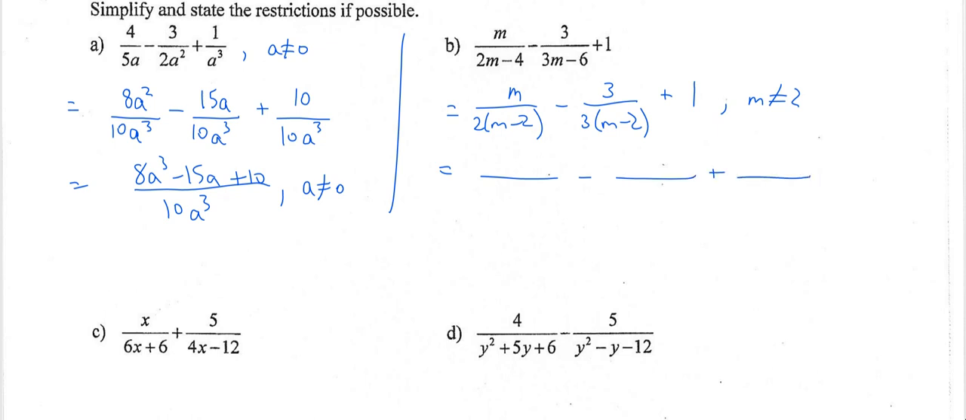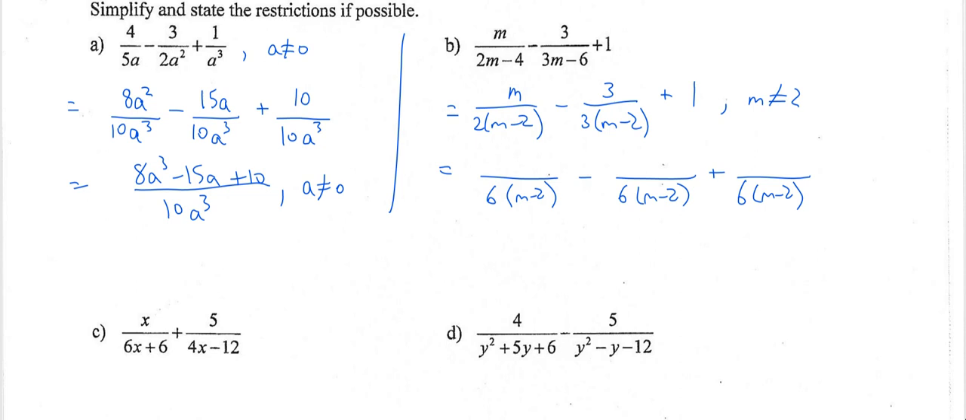My common denominator must contain a 2 and a 3, so it's going to have a 6 in it. My common denominator must contain this m minus 2, because they both have it. So this will be my common denominator. Now I'll write the numerators.